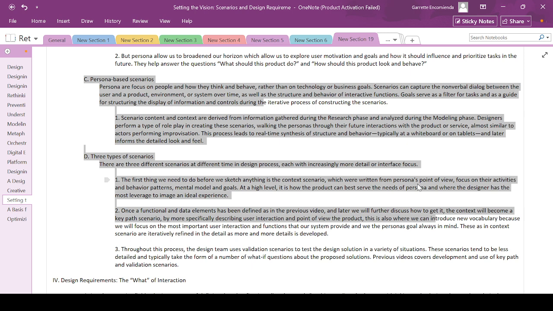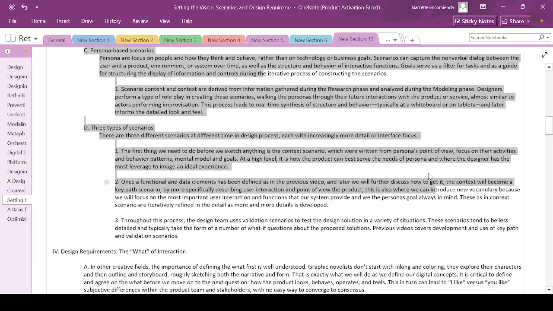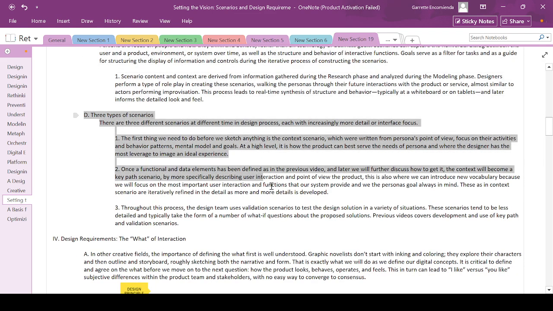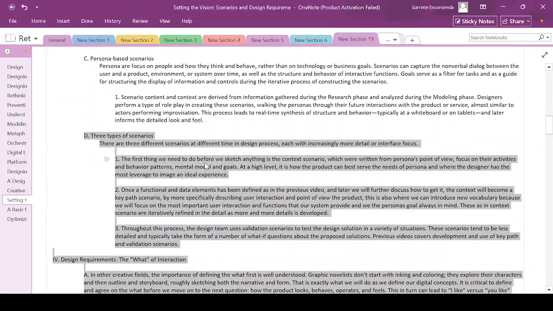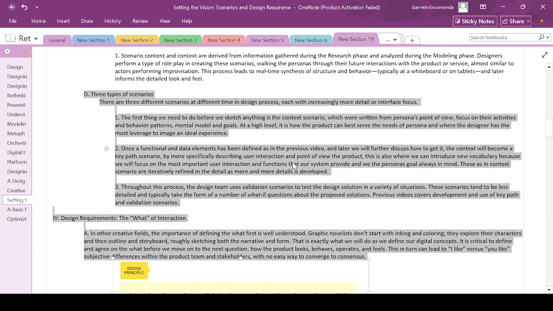This process leads to a real-time synthesis of structure and behavior, typically at a whiteboard or on tablets, and later informs the detailed look and feel. So this will be our basis, this text-based thinking of our user scenario. There are 3 types of scenarios, at different times in the design process, each with increasingly more detail or interface focus.